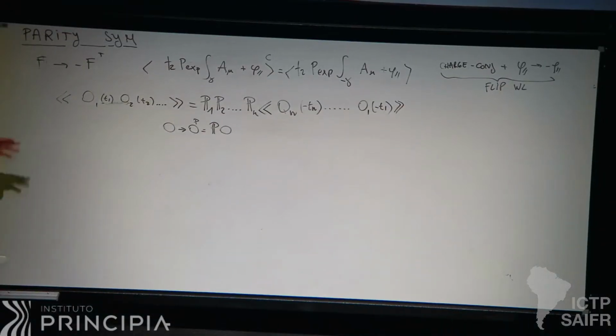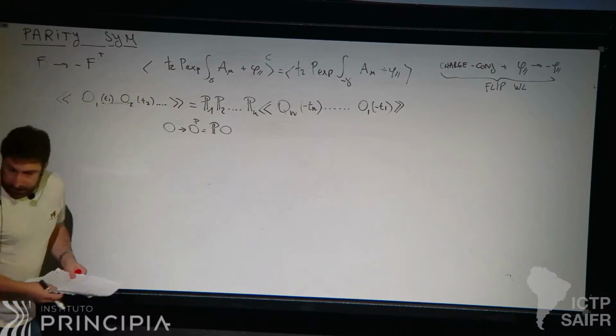Okay, look, this looks kind of obvious in some sense, but has a huge consequence. Why?